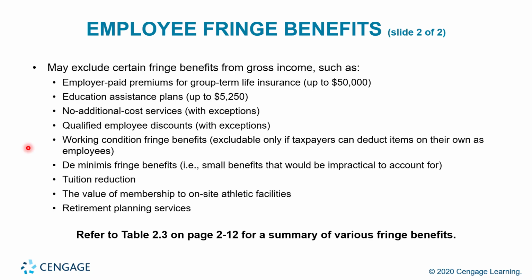And so you may exclude certain fringe benefits from gross income, such as employer-paid premiums for group term life insurance, education assistance plans up to $5,250, no additional cost services with exceptions, qualified employee discounts, working condition fringe benefits, so excludable only if taxpayers can deduct items on their own as employees, small benefits impractical to account for, like small prizes and things of that nature, tuition reduction, the value of membership to an on-site athletic facility, and retirement planning services. So again, refer to 2.3 on page 212 for a summary of various fringe benefits. This is just a short list.